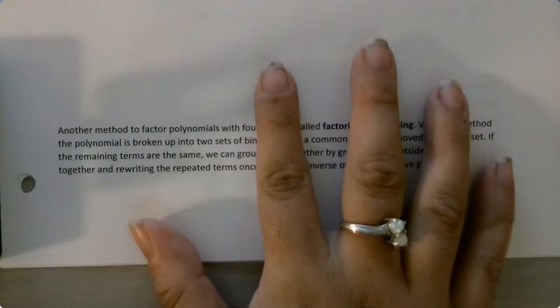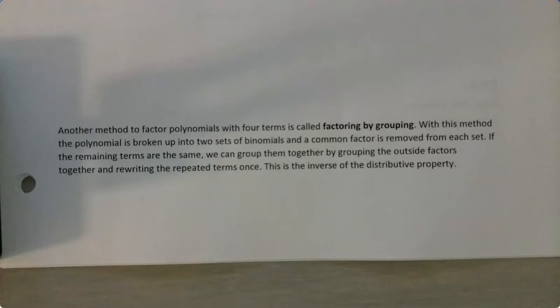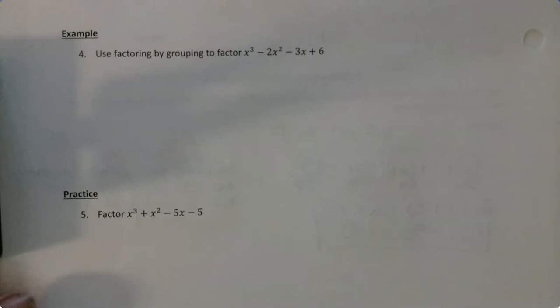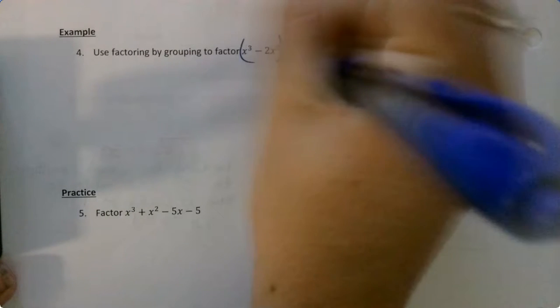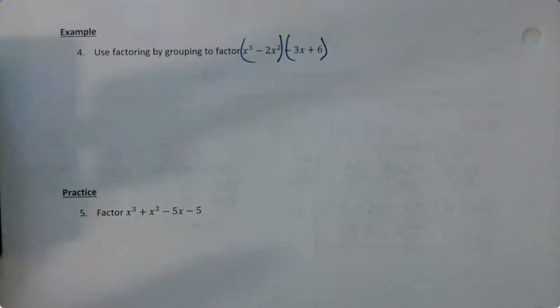So the next thing we're going to do is called factoring by grouping. Guys, it's basically like what we did. We break it up into two sets of binomials. We pull out a piece from the first one, we pull out a piece from the second one, and we combine them. So, let me flip my page over. This one wants me to use factoring by grouping to factor this polynomial. So I'm going to first start off by splitting it up into two sets of binomials.